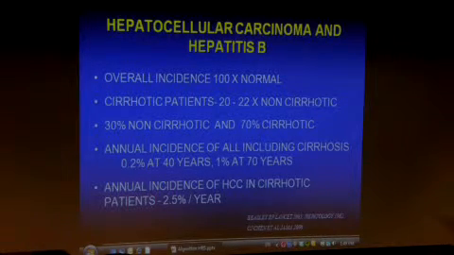And the incidence of hepatocellular carcinoma goes up with age. And in cirrhotic patients, it works out to 2.5% a year. So it's a very high incidence. And we monitor hepatoma patients very carefully because the incidence of cirrhosis is real.